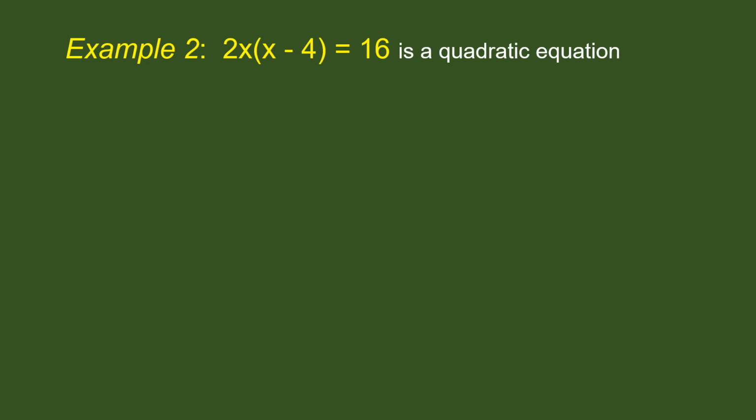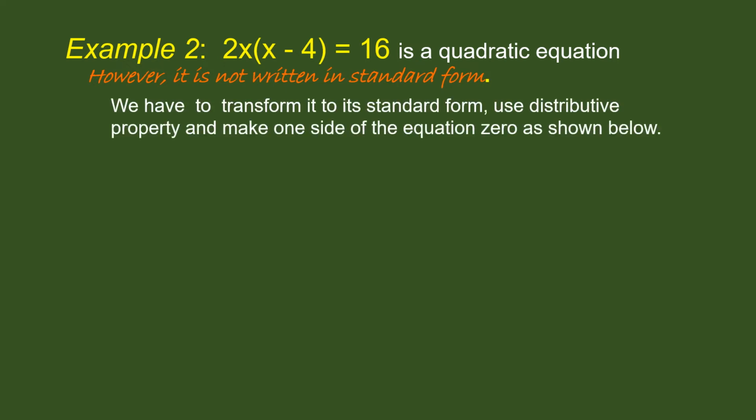Example number 2, 2x times quantity x minus 4 is equal to 16. It's a quadratic equation. However, it is not written in standard form. We have to transform it to its standard form using distributive property and make one side of the equation 0 as shown below.